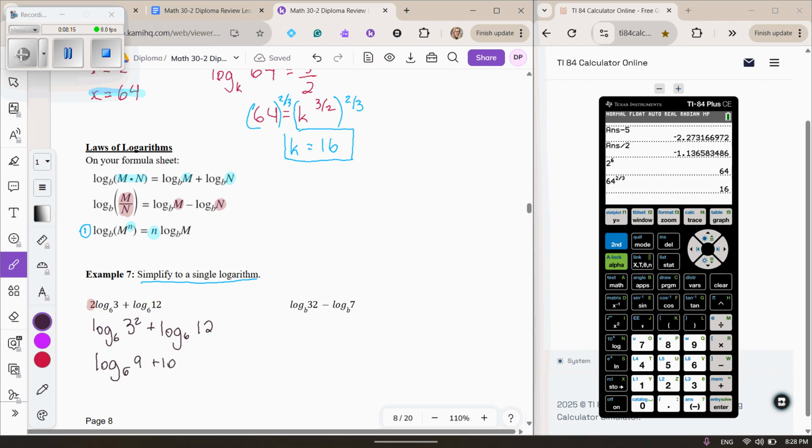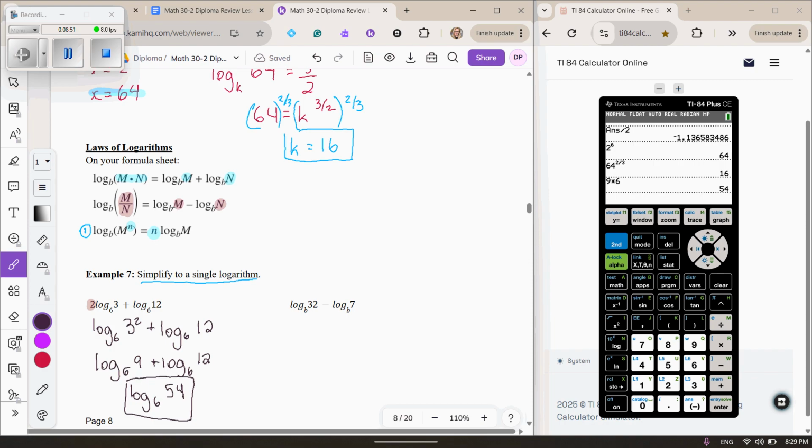Okay, so now I have log base 6 of 9 plus log base 6 of 12. So because I am adding these logarithms and I'm trying to get it to a single logarithm, I am going to multiply 9 times 6. That's the first log law written above, and 9 times 6 is 54. Okay, and that is my final answer. We're trying to get it to a single logarithm. It did not ask us to evaluate.